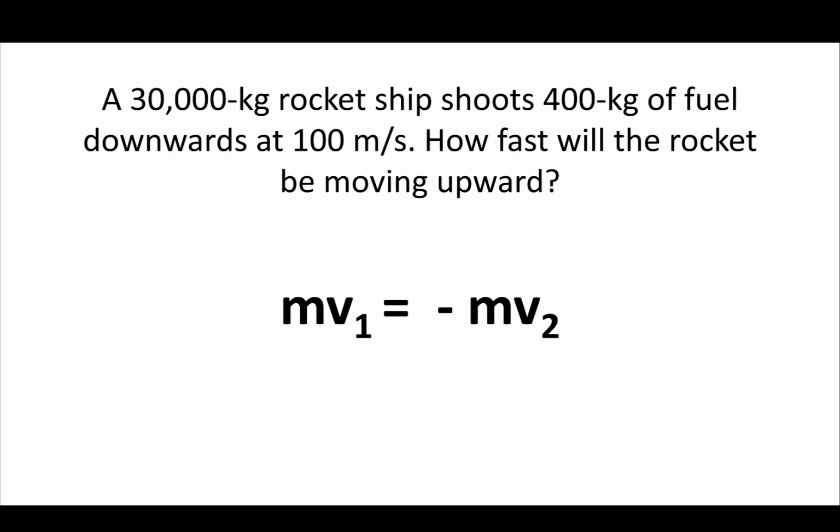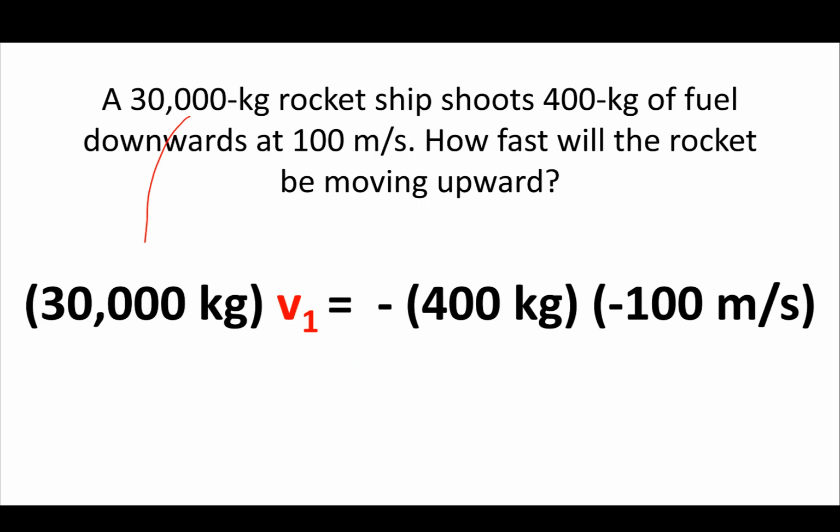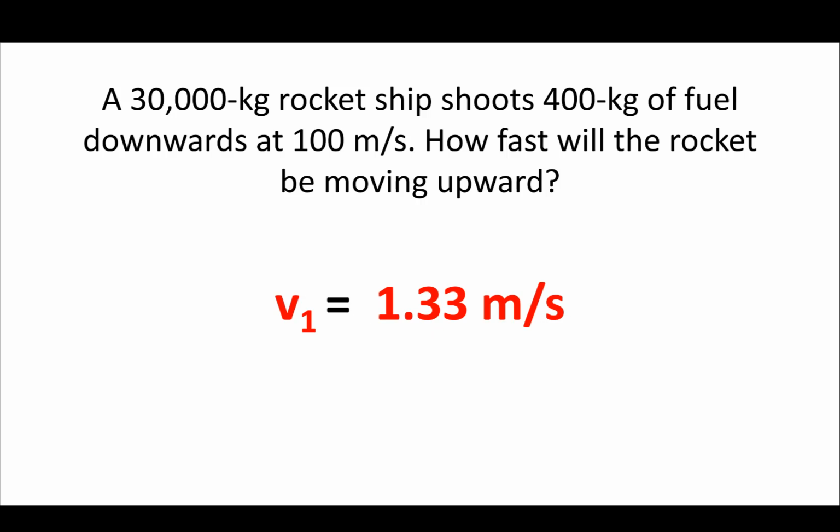So we can use our simplified version where all of the momentum of the rocket comes from the momentum of the fuel getting shot downwards. We don't have to deal with changes, which is nice. And so we'll just plug in the numbers. This is the mass of the rocket. We want to figure out the velocity of the rocket. We know that the mass of the fuel is 400 kilograms, and the fuel moves downwards at 100 meters per second. So we simplify, and the rocket's moving forward at 1.33 meters per second.